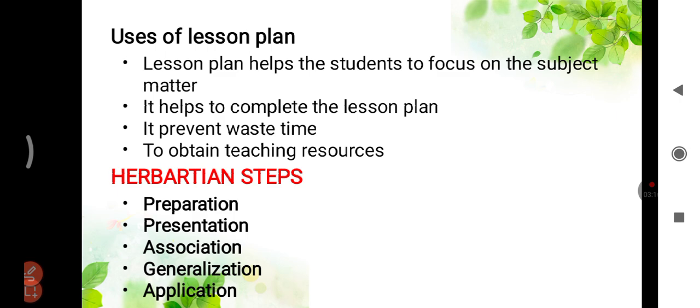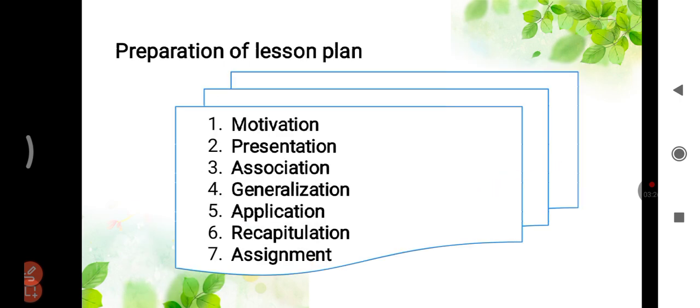The Herbartian steps: preparation, presentation, association, generalization, application. This is the lesson plan format. The Herbartian steps for the preparation of a lesson plan: motivation, presentation, association, generalization, application, recapitulation, assignment.